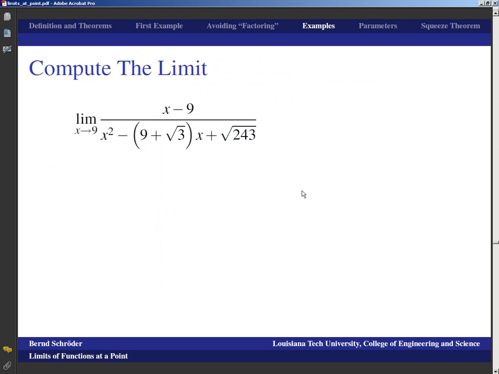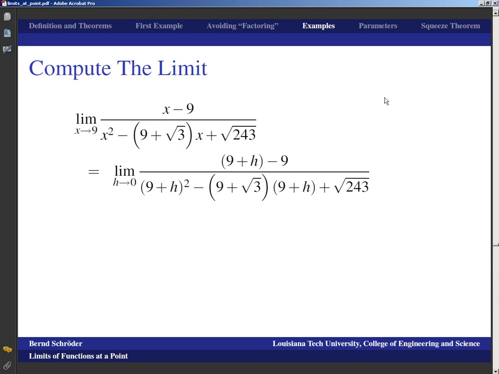Okay, let's look at an ugly limit. Limit as x goes to 9 of x minus 9 divided by x squared minus 9 plus root 3 times x plus square root of 243. That's horrible. That's something that you certainly wouldn't want to tackle with factoring, but by replacing x with 9 plus h, things are actually going to work out fairly simple. It's going to reduce itself to algebra, and let's always remember, it's just algebra. We can do that. So, replacing x with 9 plus h is the only thing that has happened here.